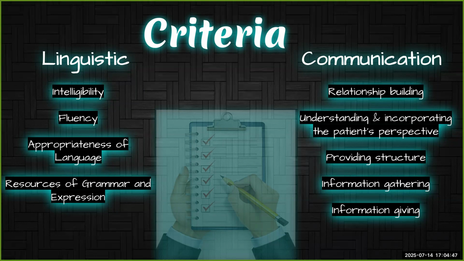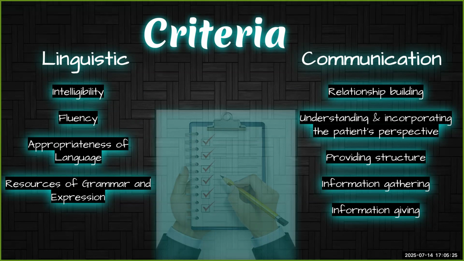As you can see on the screen, the linguistic criteria are intelligibility, fluency, appropriateness of language, resources of grammar and expression. And the communication criteria would be relationship building. After that, there's understanding and incorporating the patient's perspective, followed by providing structure, information gathering, and finally, information giving. Now, they don't have to be in that order, but keep in mind that those are all main criteria, and under each criterion, there's a set of sub-criteria.